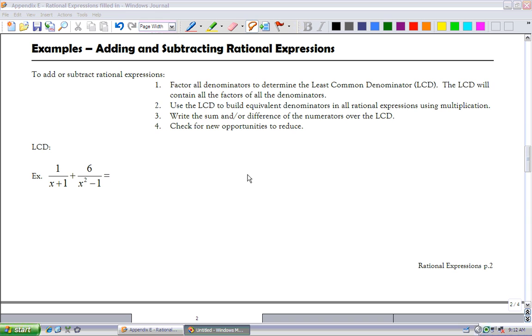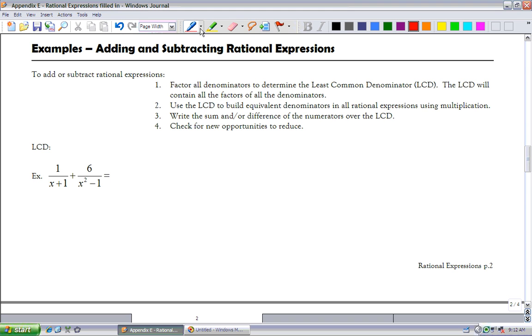Okay, we're going to look at adding our rational expressions here first, and whether we're adding or subtracting, the one thing that we need to make sure that we understand is that we have to have a common denominator in order to add or subtract fractions. So the easiest way is to follow these steps up here.